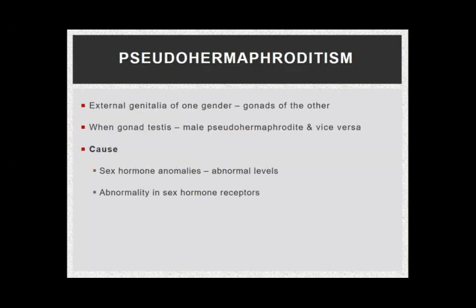Pseudohermaphrodites. Pseudohermaphrodites में the external genitalia is of one gender, but the gonad is of the other gender. Meaning, the person may be a male, but the gonad that develops is an ovary. इनको हम pseudohermaphrodite कहते हैं.